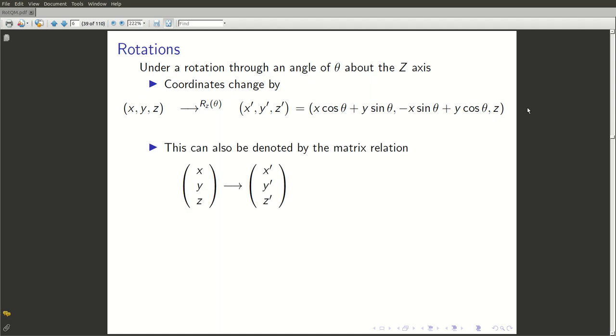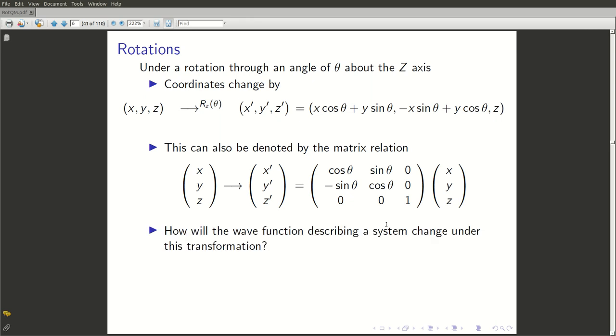We can of course also denote this by a matrix relation, that is the column vector x, y, z becomes a new column vector x', y', z', which results from the action on x, y, z of a matrix. And this is the matrix we often denote as R_z of theta. This is the matrix with elements cos theta, sin theta, 0, which is why x' is cos theta times x plus sin theta times y plus 0 times z. The other rows are minus sin theta, cos theta, 0 and 0, 0, 1. Of course, the final 0, 0, 1 simply says that z' is the same as z.